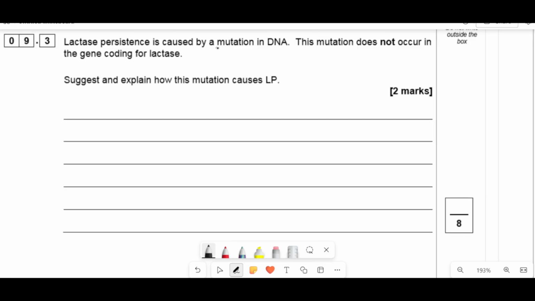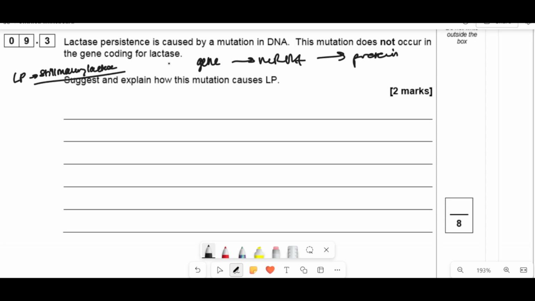So lactase persistence is caused by a mutation, but this does not occur in the gene coding for lactase. So the rules are you may have a gene, you transcribe it into mRNA, and then you translate it into a protein. That's the entire system. Now in this question, remember that lactase persistence is where you're still making lactase. Remember, that's what it is. So clearly, we're still transcribing and we're still translating, but there's no mutation in the gene.